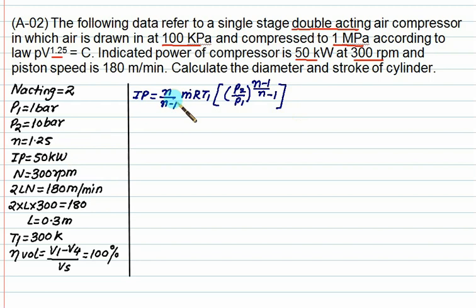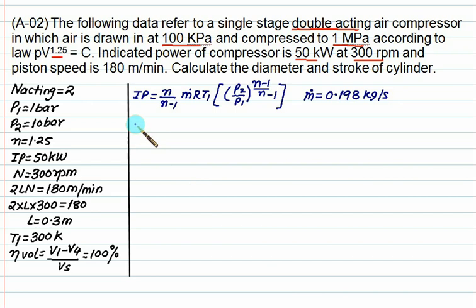IP is given as 50 kilowatts, n is given as 1.25, and so we can calculate the value of m dot from this data. P2 you can put as 10 and P1 you can put as 1 bar. So we can get the value of m dot. If you substitute, you will get 0.198. Unit is kg per second.